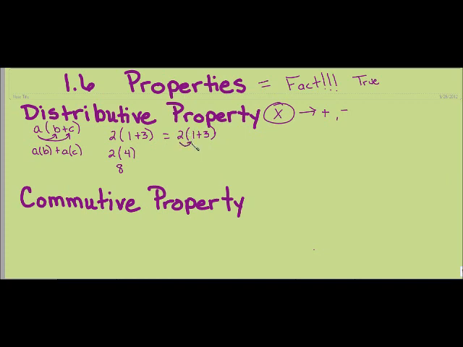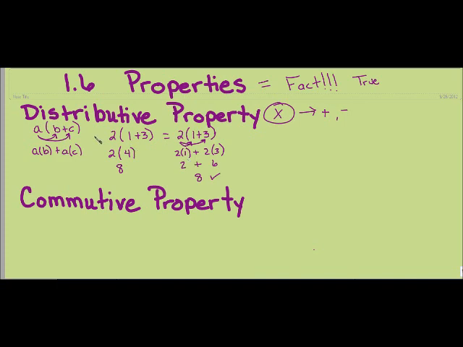So we have 2 times 1 plus, notice my sign is plus, 2 times 3. And then I solve. 2 times 1 is 2. 2 times 3 is 6. And 2 plus 6, because I brought down my addition, is 8. It will be true every single time. All I'm doing is distributing the number on the outside.